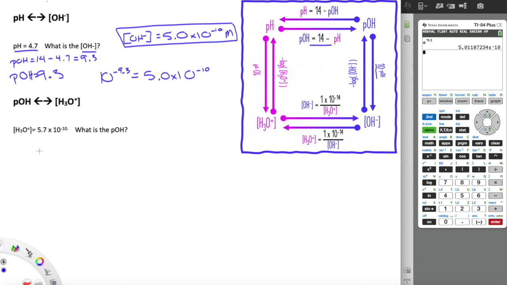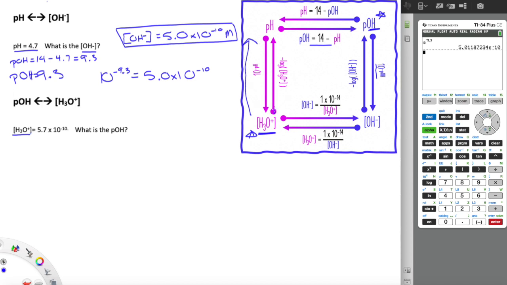So let's go ahead and do the second example. In this case, it's giving me the hydronium ion concentration. So I'm starting out right here on my map, and it's asking me to calculate the pOH. So I have to get all the way up here. This is my endpoint. This is my starting point. And again, there's no direct route across, so I have to choose a direction and choose the two equations that I'm going to use. In this case, I thought it might be easier if I converted from hydronium ion concentration to a pH first. So I'm going to choose to go up this way.